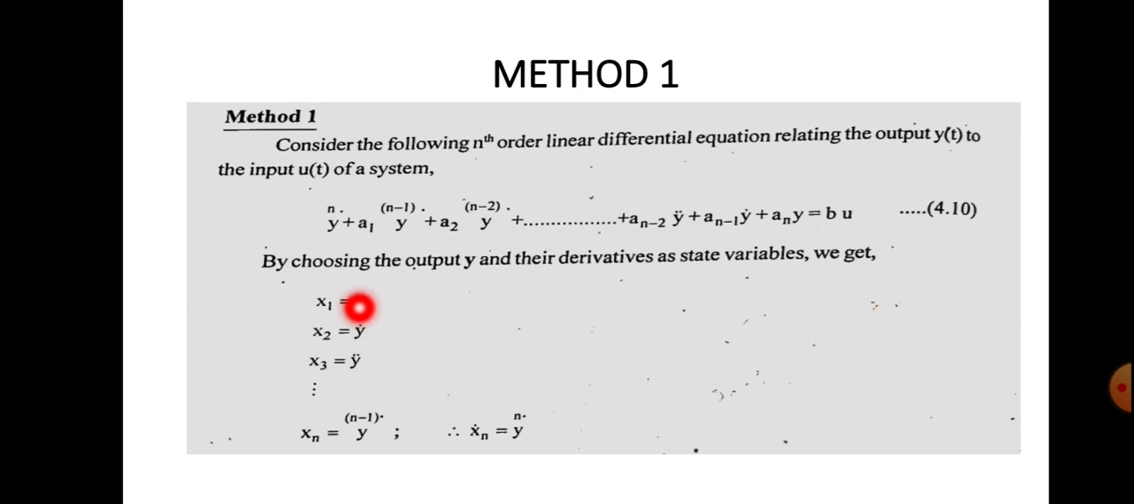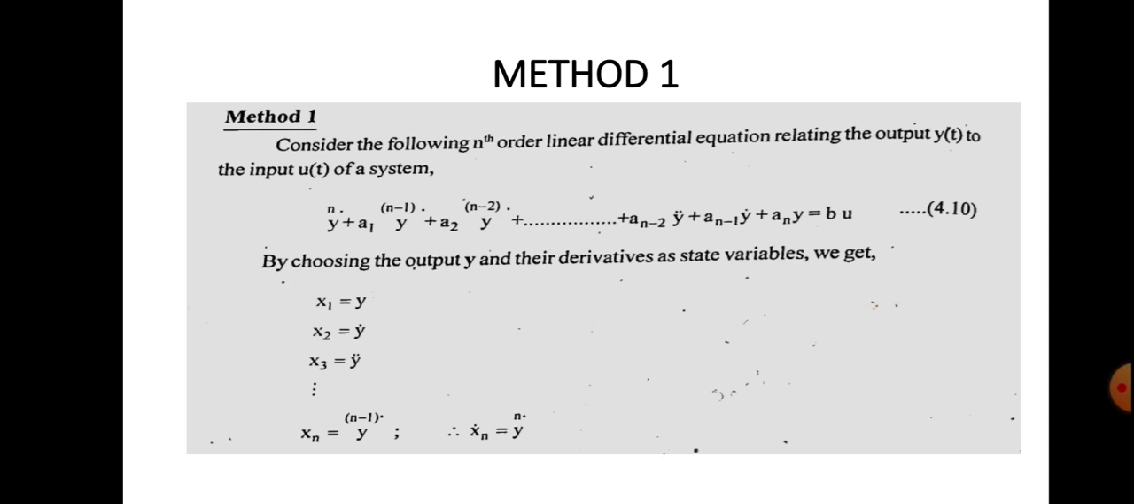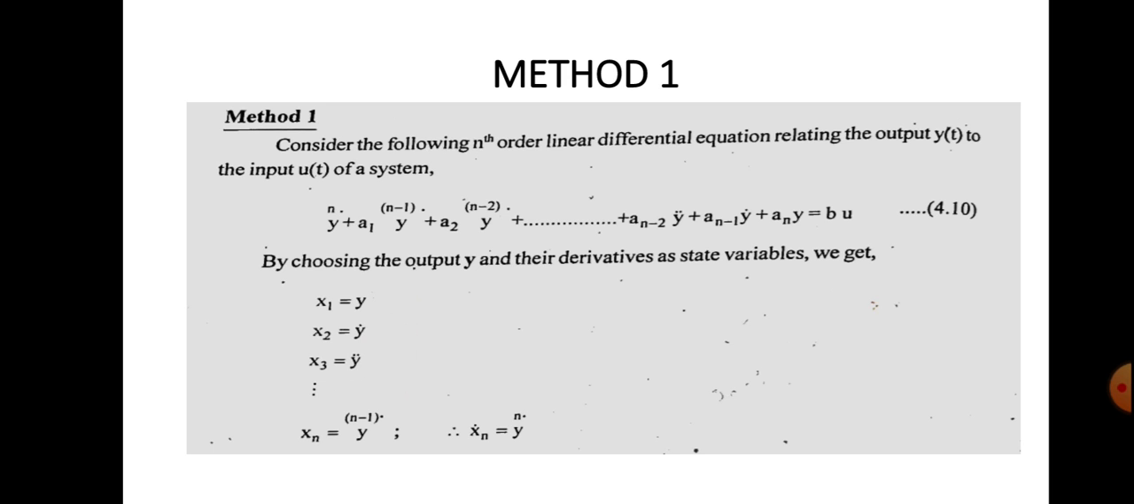Here is y, what is y dot? Y dot will be equal to x1 dot. So you can write x1 dot equal to y dot. What is y dot? Y dot is equal to x2. So x1 dot equal to x2 and x2 dot equal to x3. Similarly, xn minus 1 dot equal to xn. Okay, so that is the form that is obtained from here.